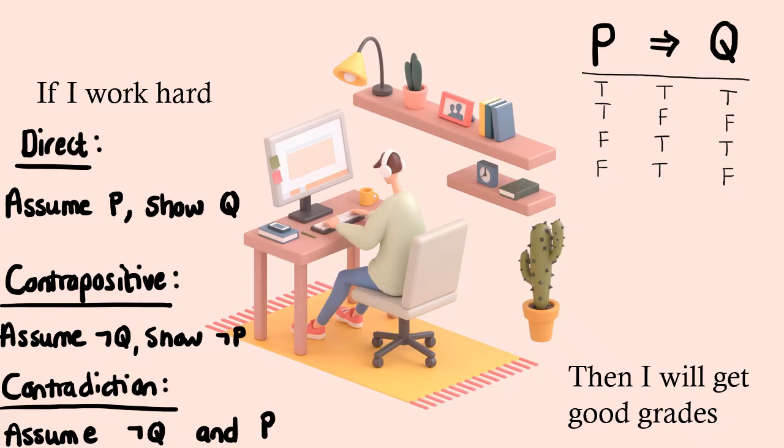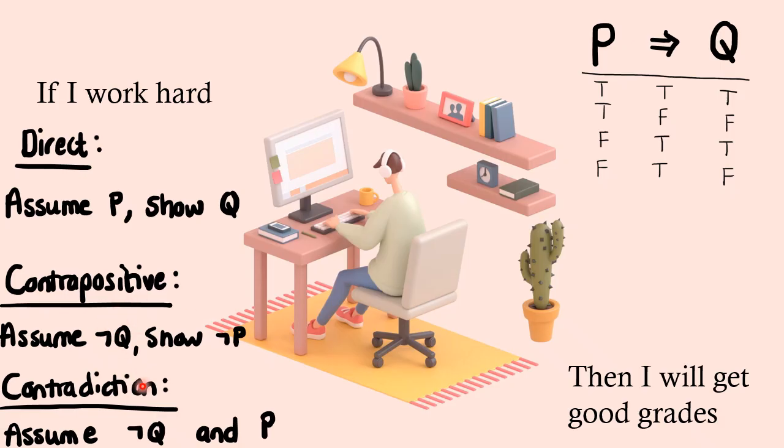The difference between these two, the contrapositive and the contradiction: both of them assume that we didn't get good grades. Both of them assume that the result that was promised was not delivered on. The main difference is in the contrapositive, we show that, well, we didn't actually do our part. So the implication is still true. It's just that the condition wasn't met. And that's why we didn't get the results that were promised.